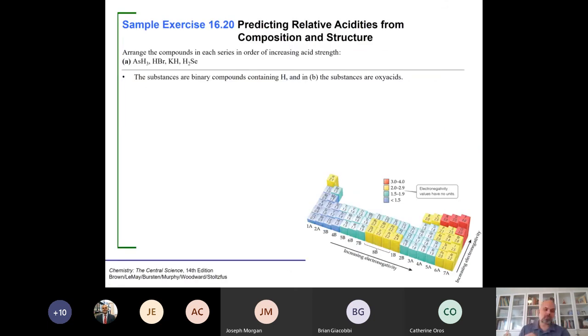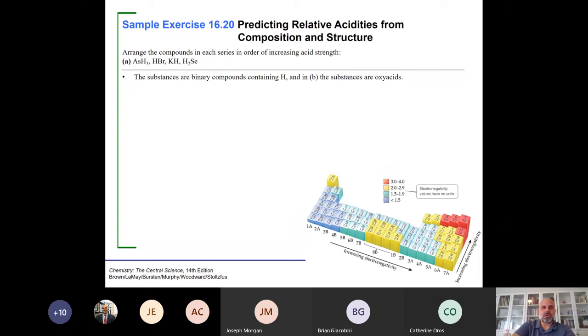So here's a sample problem. It says arrange the compounds in each series in order of increasing acid strength. So take the time to work through this problem, and then we'll come back and discuss it. Here's the periodic table. I'm showing the electronegativities down below. So use that to help figure out what the order of increasing acid strength is. So you have to think about what these atoms are and where they are in the periodic table when you're doing this.